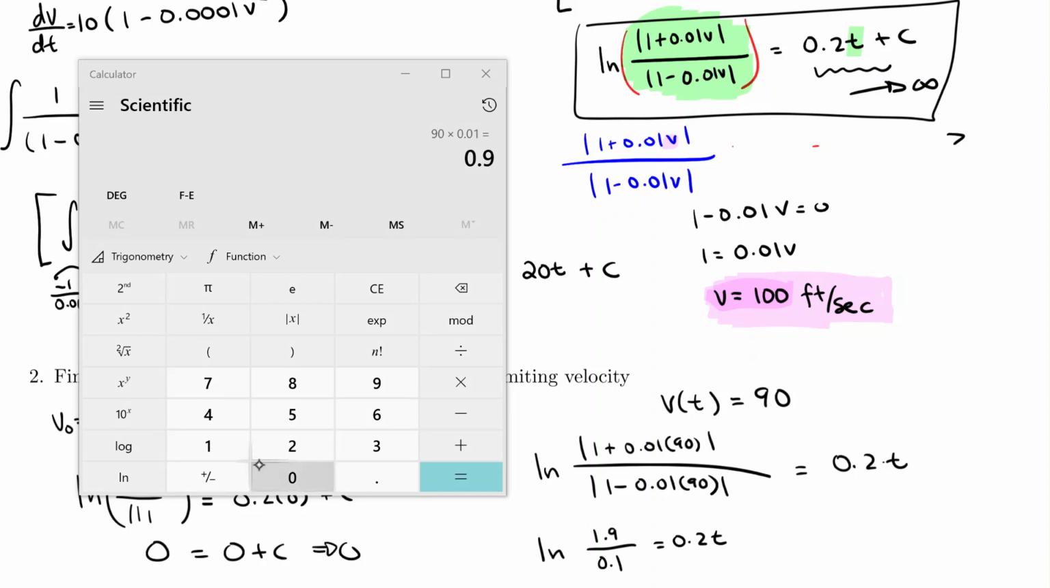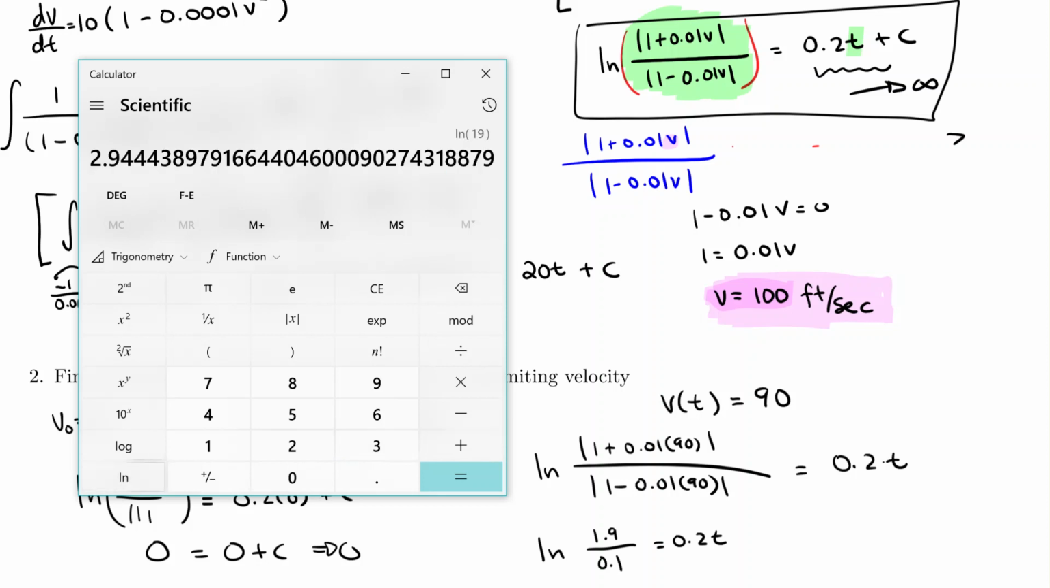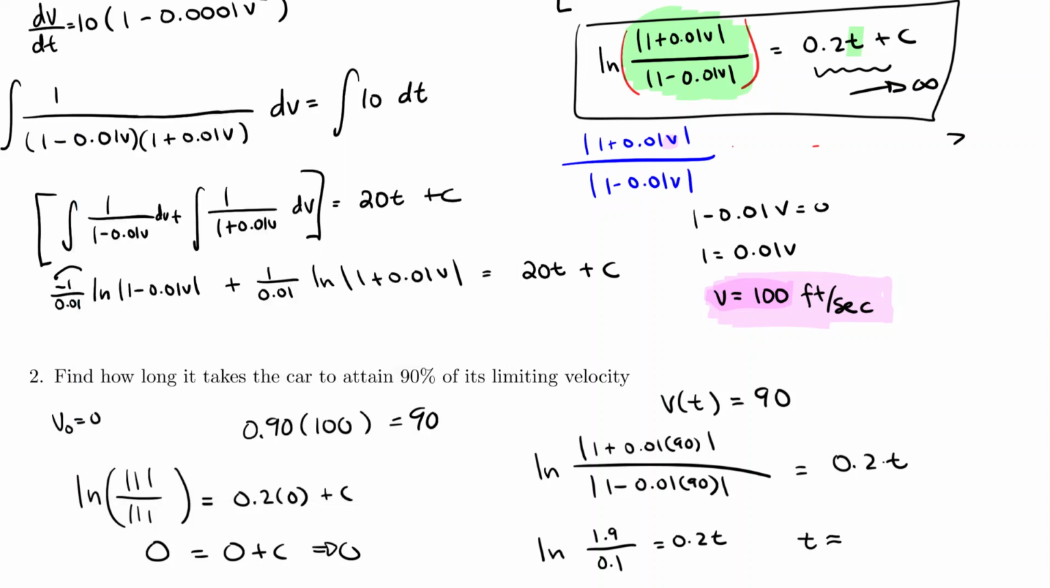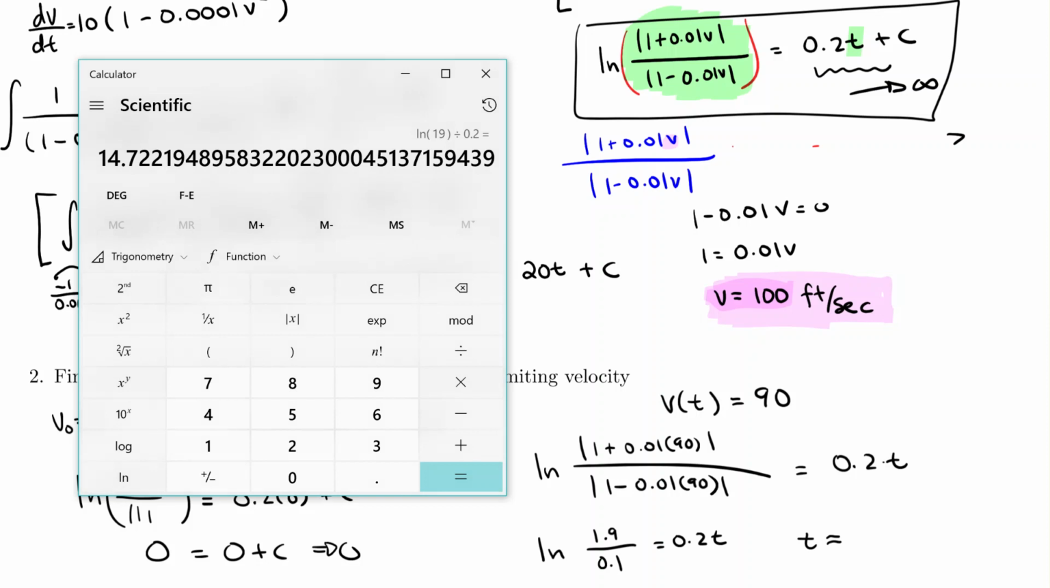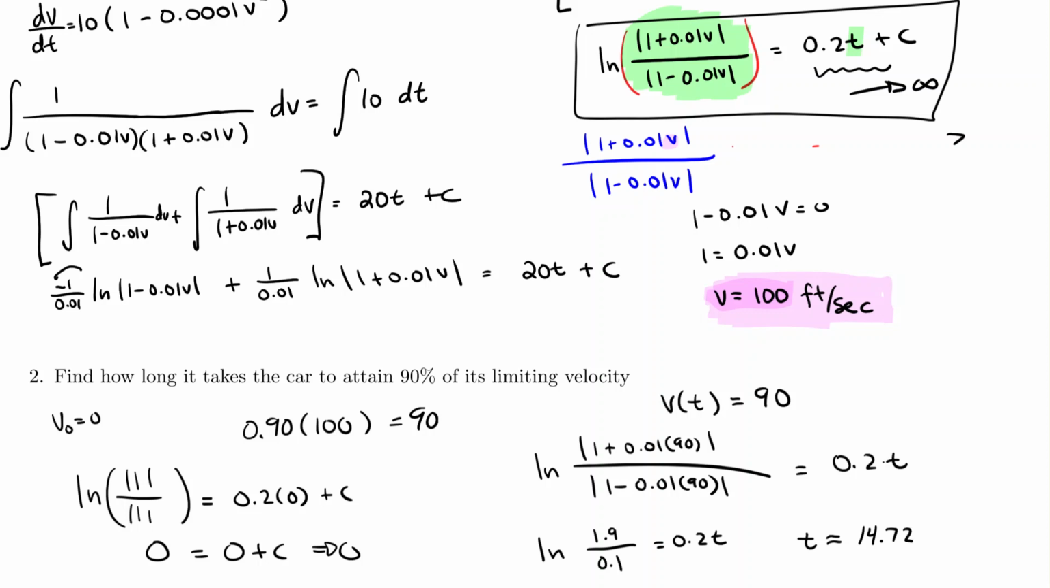And now let's simplify our left side. 1.9 divided by 0.1 is 19. Natural log of 19 is that. Divide both sides by 0.2. And we should get time is about 14.722 when rounding to 3 decimal places. So it takes about 14.722 seconds to reach 90% of our maximum velocity, or 90 feet per second.